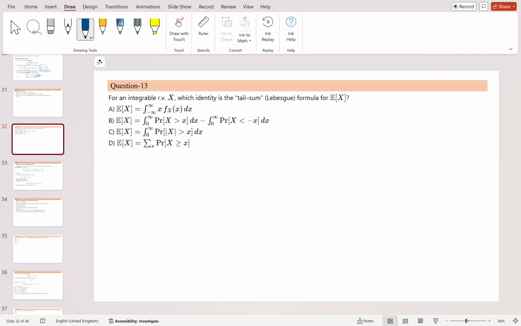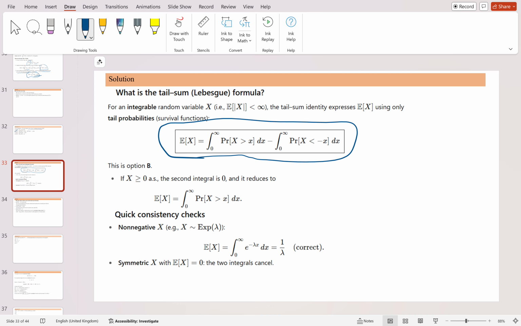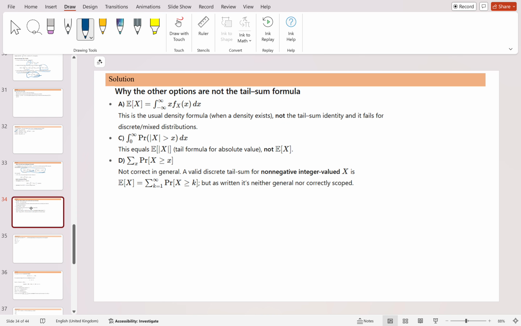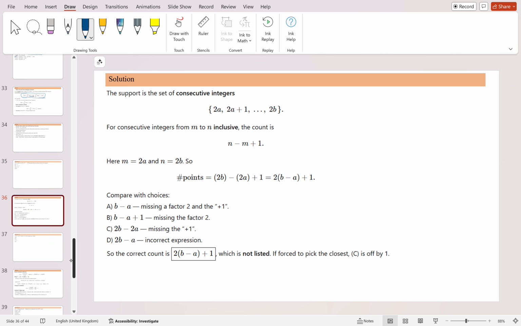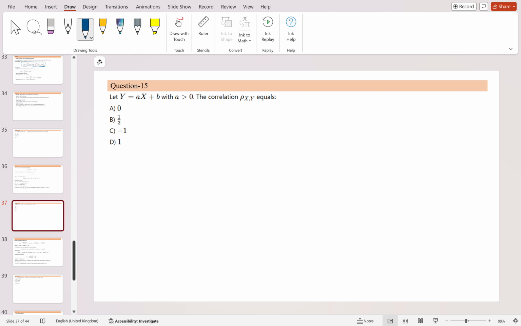Okay, let me give the solution for this. It is saying that for an integrable random variable X, which identifies the tail sum Lebesgue formula for the expectation of X. So simply it is the theorem itself, and option B actually matches. So this is the actual formula of the theorem: the expectation of X is the integral from 0 to infinity of P(X > x) dx minus the integral from 0 to infinity of P(X < -x) dx. So option B is correct. Let's move forward to the last problem of today's session. So try to solve this problem.